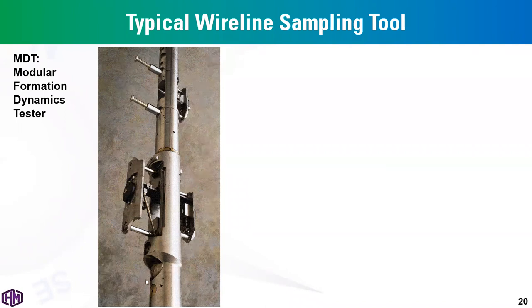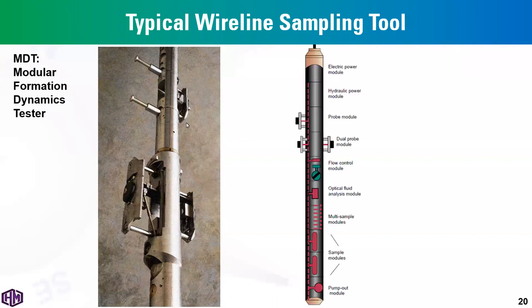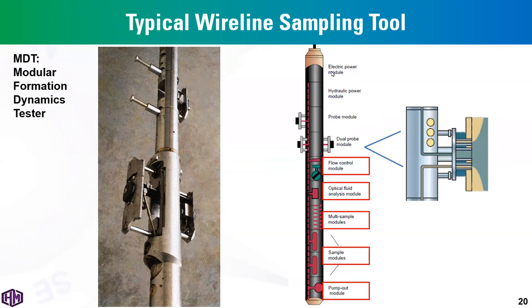These are the key tool configurations: the probe for the pressure test and the fluid sampling. And this is the technique. As you can see, we have the electric power module, and different modules for different applications. The flow control module controls the flow from the tool, the opening and the closing of the hydraulic valves. The optical fluid analysis module characterizes the pumped fluids, or the fluid coming from the reservoir. The multi-sample module collects the reservoir fluid samples. And also the last, the pump-out module, to pump out reservoir fluid to ensure we have a clean reservoir fluid sample.